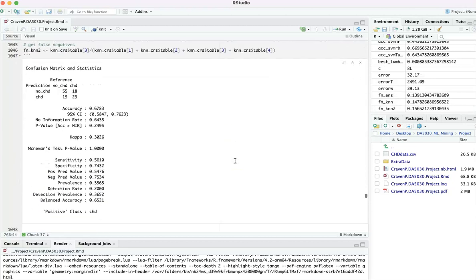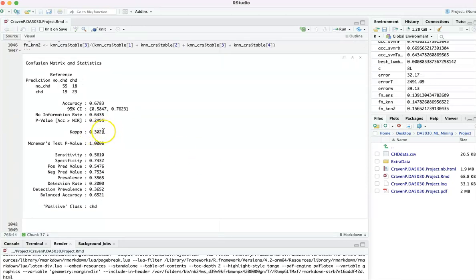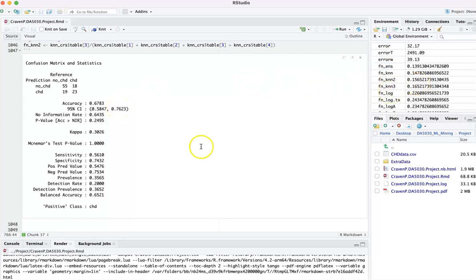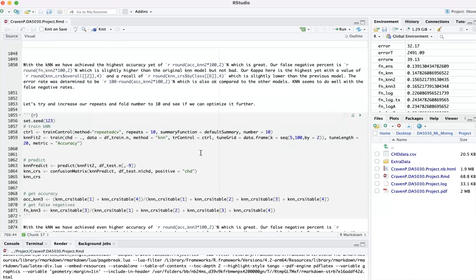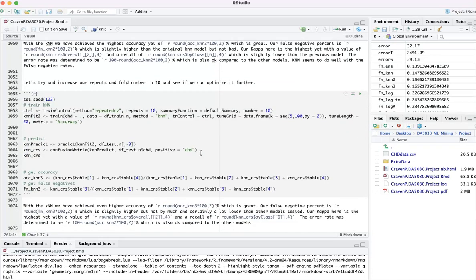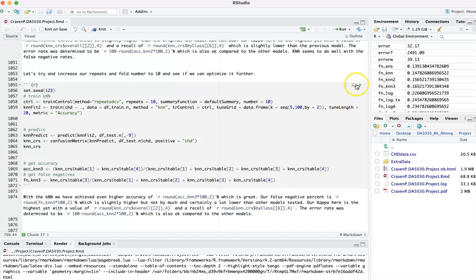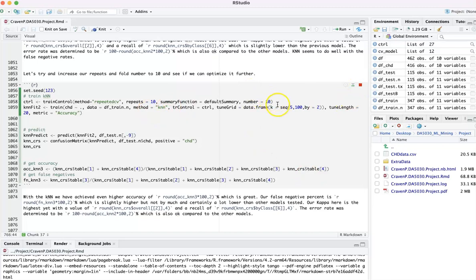And you can see here that our kappa increased pretty good, and our accuracy was around 68%, so it's looking a lot more promising. Our false negative rate was still pretty low, it was 15.6%. Not really where we want it to be, but it's a lot better. And our recall ended up being a lot higher than any of the other models that we had tested so far. So then I made another model and did repeats of 10 instead of 5, just to see if that would increase any of our accuracy at all.